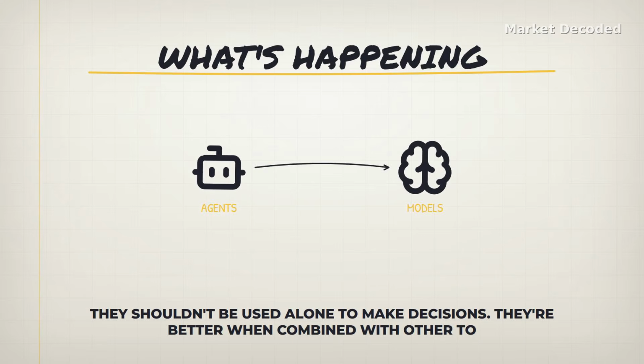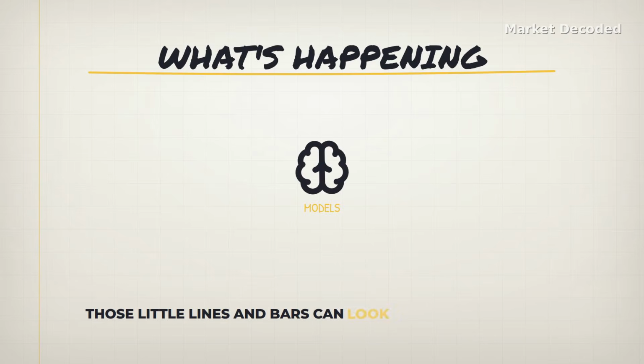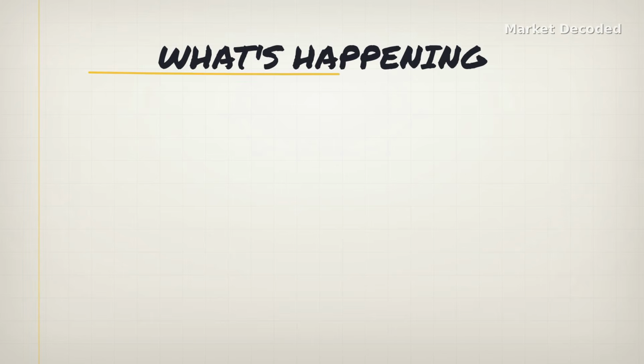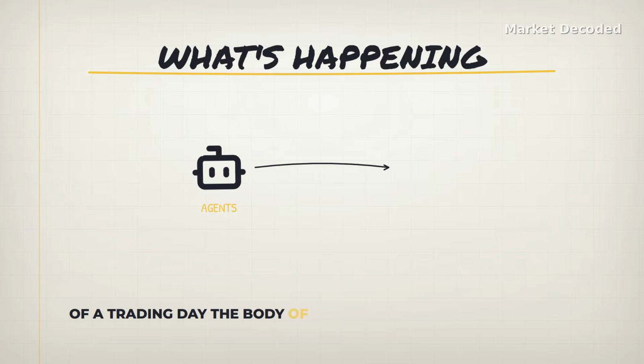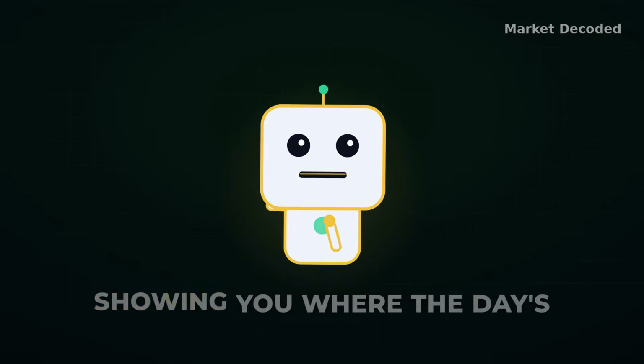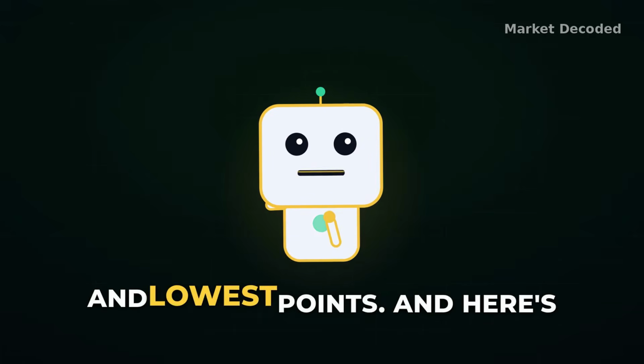So, you're curious about candlesticks, huh? But let's be honest, those little lines and bars can look pretty confusing at first glance. Let's break it down with something relatable. Imagine a tiny candle. Think of this candle as a snapshot of a trading day. The body of the candle represents the main action of that day. Now, picture two wicks coming out from the top and bottom of the candlestick. These wicks are like little flags showing you where the day's price action reached its highest and lowest points.